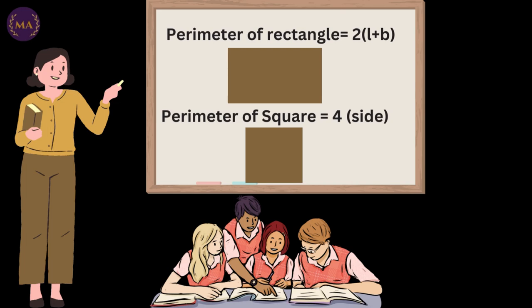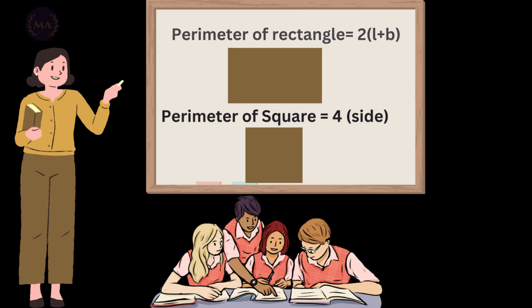Okay, let's revise the formula once again. We'll note down the formula for perimeter of rectangle and perimeter of square. Perimeter of rectangle is 2 times length plus breadth. Perimeter of square is 4 into side. Now let's go ahead with the sum.